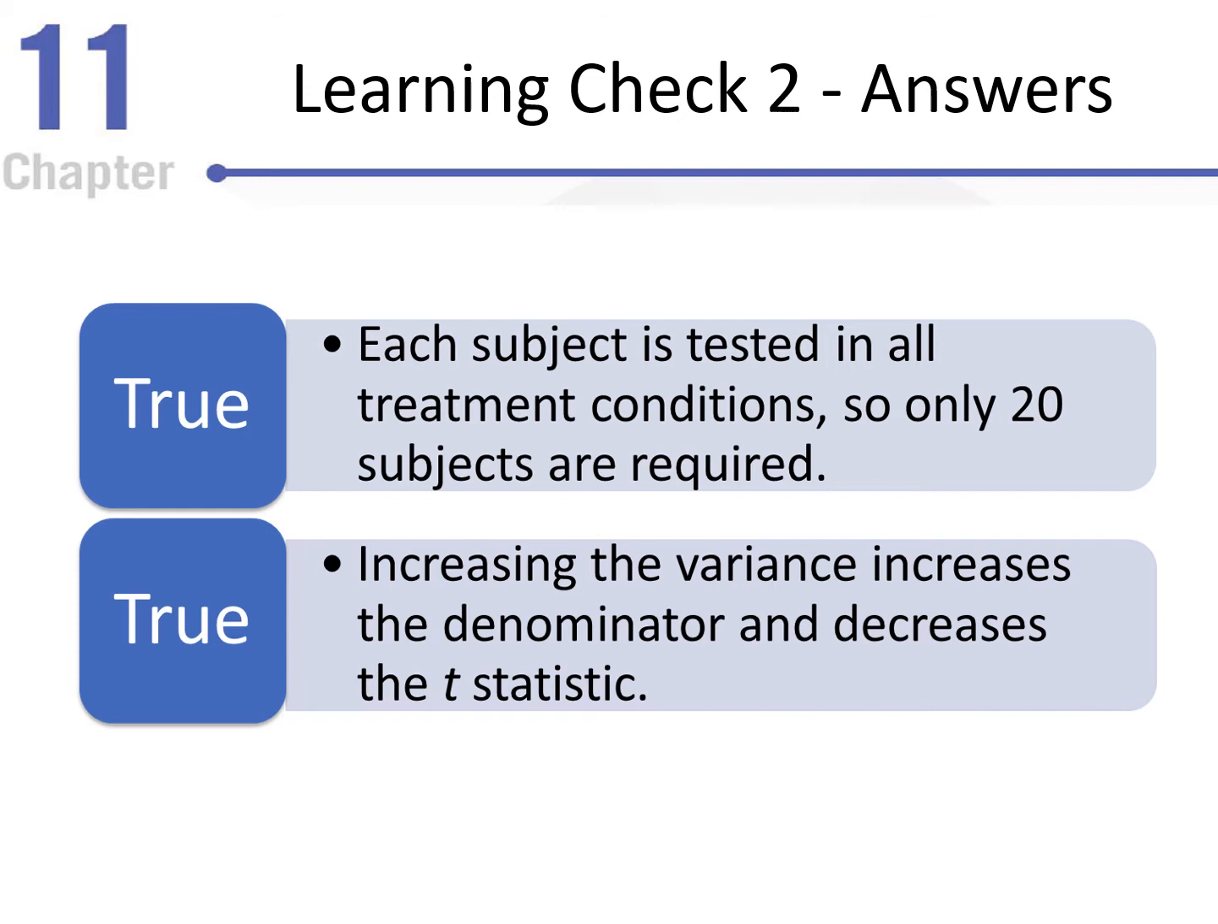So you have to look at that denominator. It's the standard error of the difference scores. So it's the standard deviation of the difference scores divided by the square root of the sample size. And so as variance goes up, the standard deviation of the difference scores goes up, and therefore the denominator gets bigger, the t gets smaller.